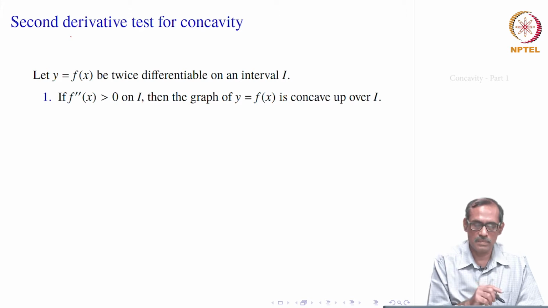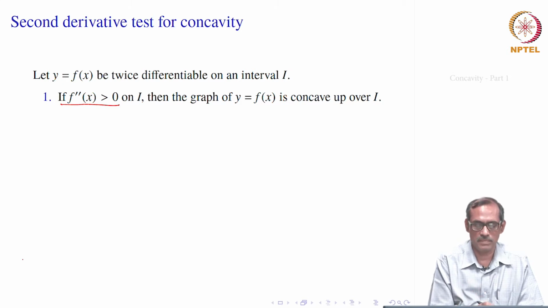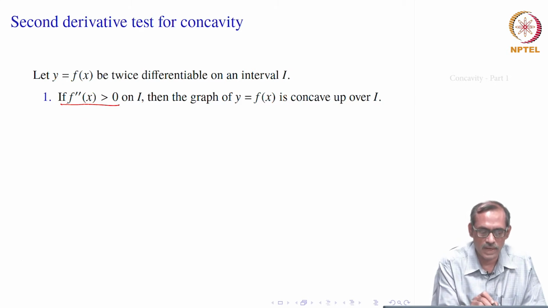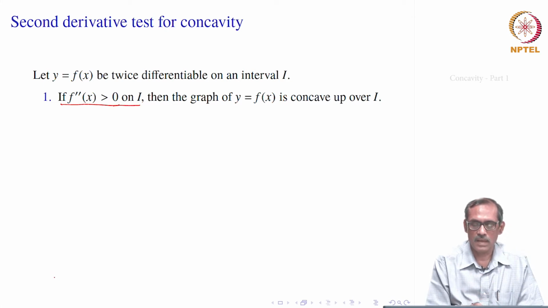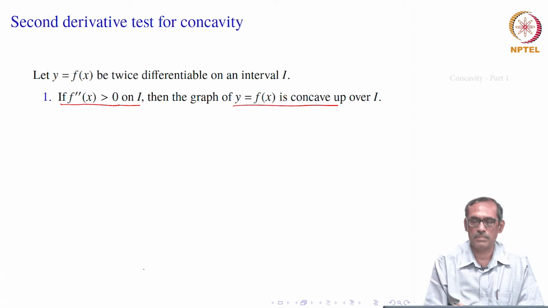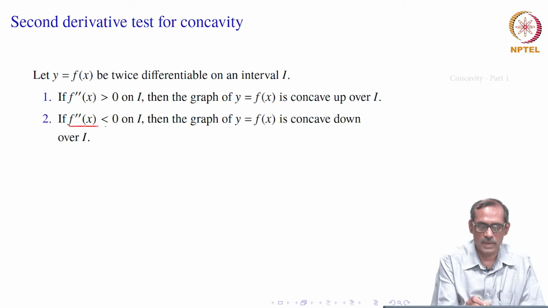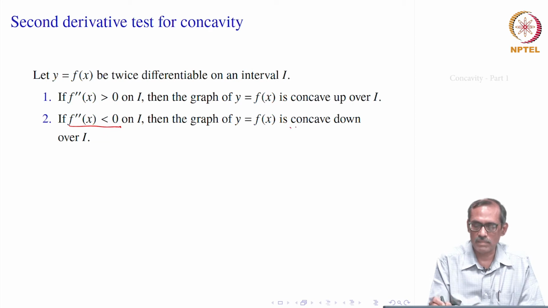So, you see, if f prime x is increasing or decreasing, then there will be some sign change or some specific sign of the derivative. So, we will specifically show that if f double prime of x is greater than 0 on I, then what happens here? f prime x will be increasing. So, y equal to f of x is concave up over that interval. Similarly, if f double prime x is negative on I, then f prime x is decreasing. So, it is concave down on that I.